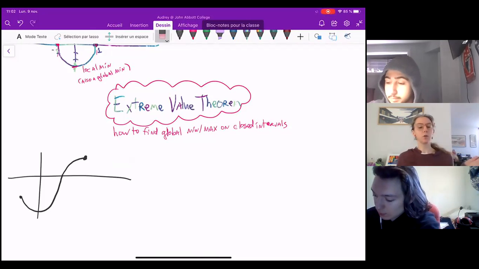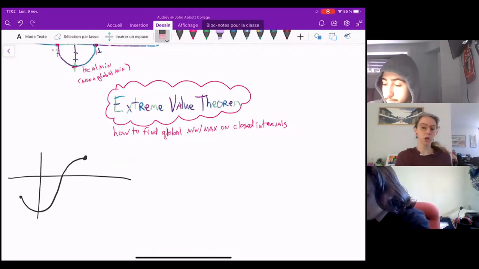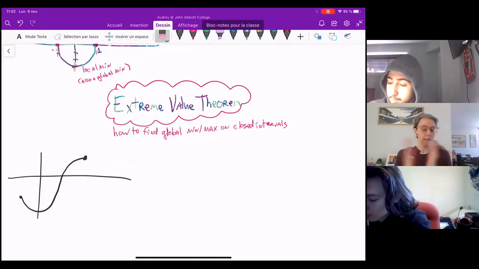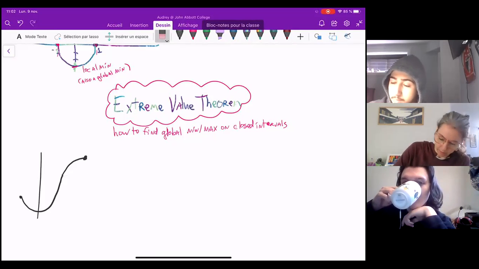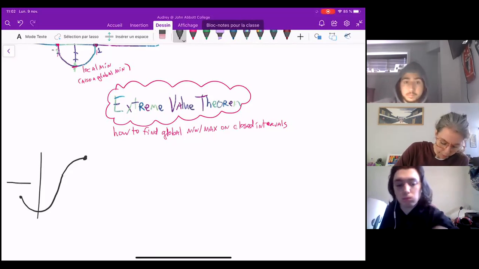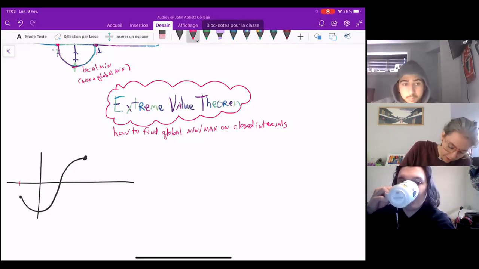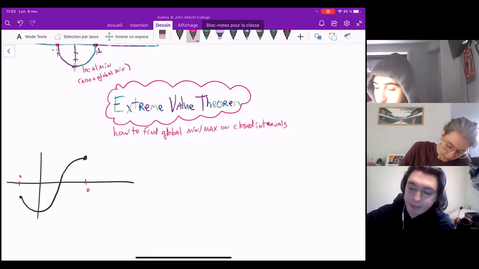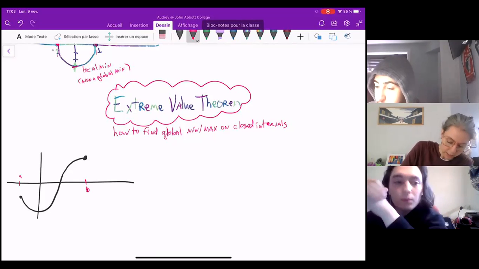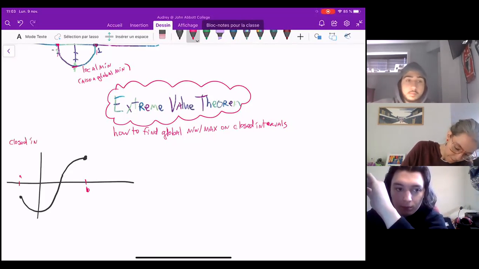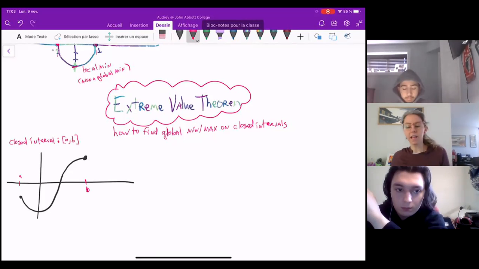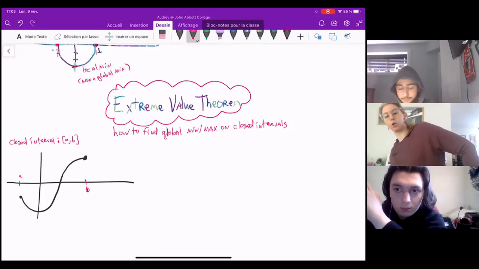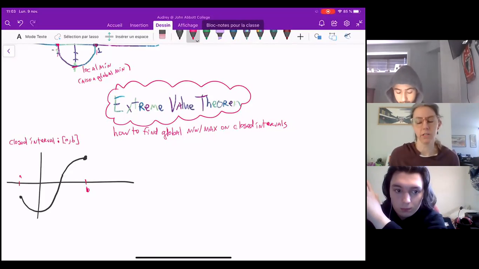Okay, so if we look at this graph, this is a function on a closed interval because, as Alex just said, there's no infinity or negative infinity. It's not going on forever to the left or going on forever to the right. So that particular closed interval would be, if I call this value A and I call this value B, then my closed interval here is the interval AB. And if we think about how we defined global min and global max, is there a clear global min on this function?